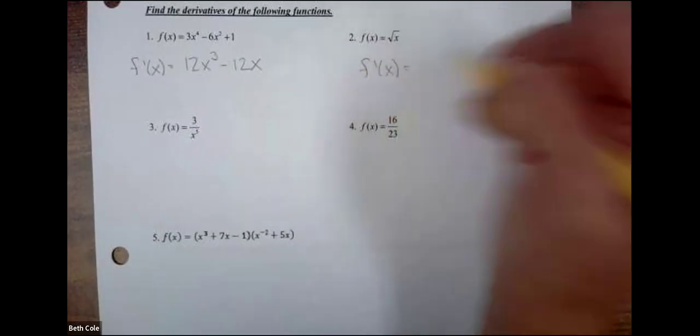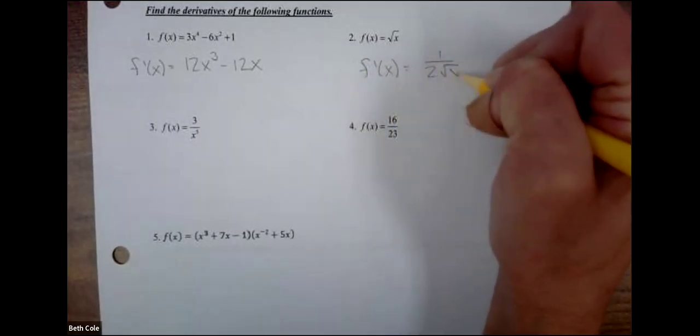Your derivative of square root is 1/2 square root.